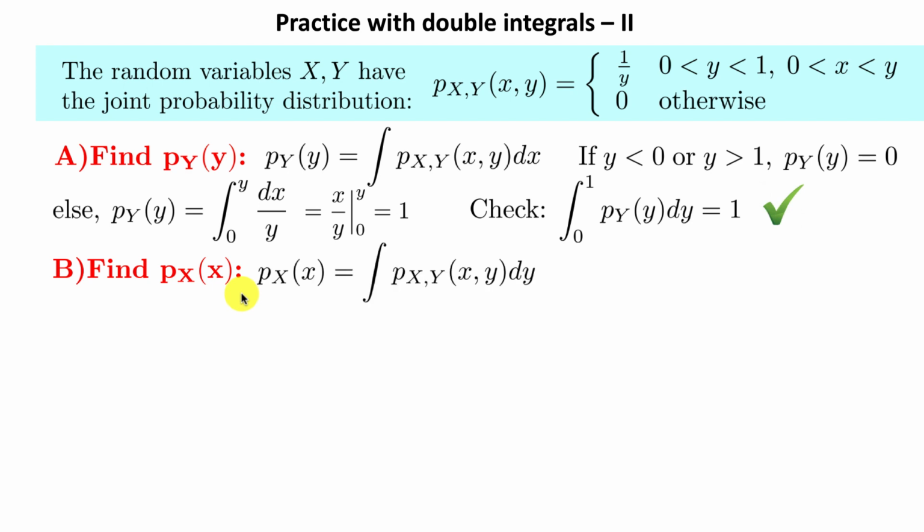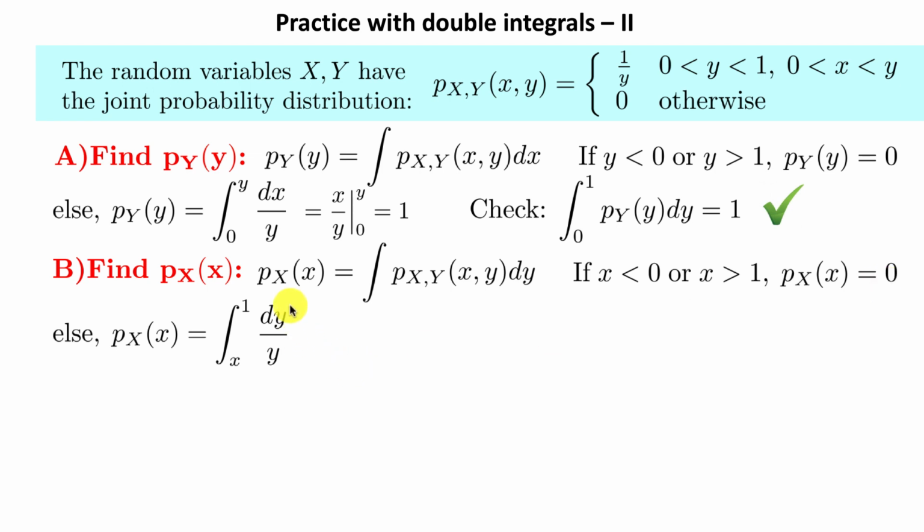Here, of course, we have to integrate over y. Again, if x is negative or x is bigger than 1, then by this condition over here, the marginal probability distribution in x will be 0. However, if x is between 0 and 1, then let's see what happens. So we have to integrate over y. Now, y will go from x all the way up till 1. That's because x has to be less than y, or equivalently, y has to be greater than x, but of course, it has to be less than 1.